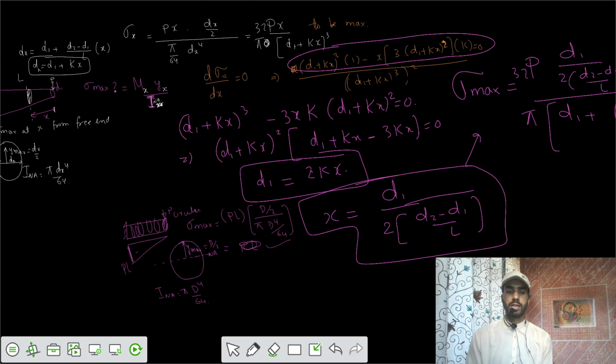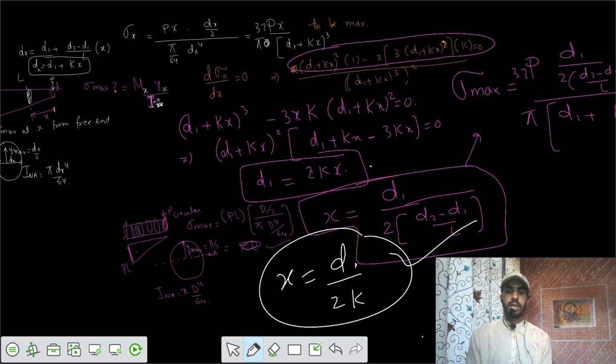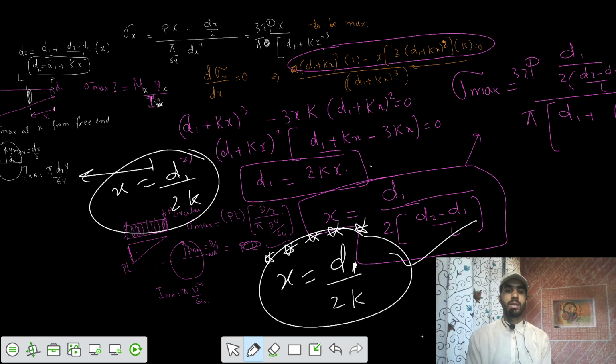So the result is that the maximum bending stress occurs at x equals d1 by 2k. Then finally you can substitute the values. The main conclusion is that the location of x from the free end is at a distance of d1 by 2k, where the value of k equals d2 minus d1 by L.